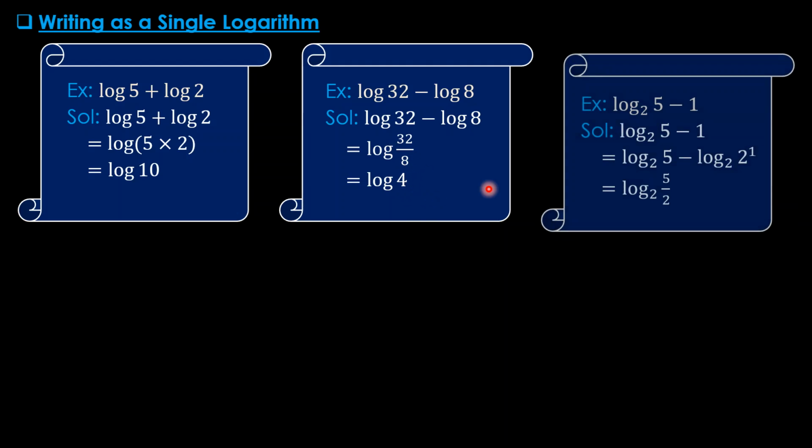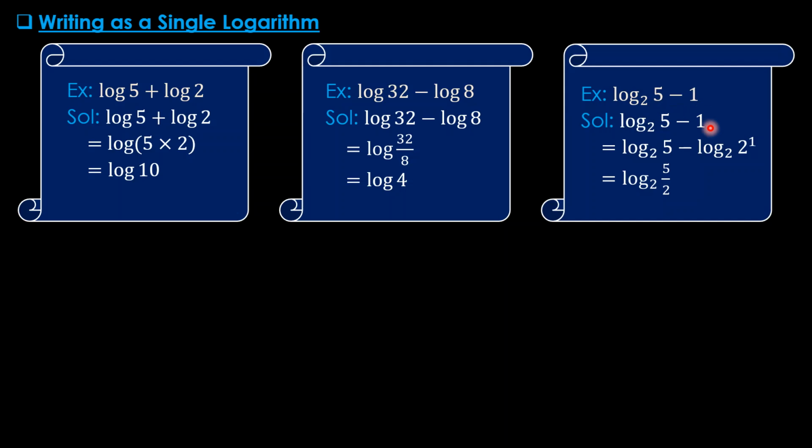Log 5 to the base 2 minus 1, we can write it in this form: log 5 to the base 2 minus log 2 to the base 2. Why 2 to the base 2? Because it was 1, that's why we are writing in the same base, base 2, to keep it the same as 1, because it is base 2. So that's why now log 5 over 2. So that's how we can write it in the single logarithm form.